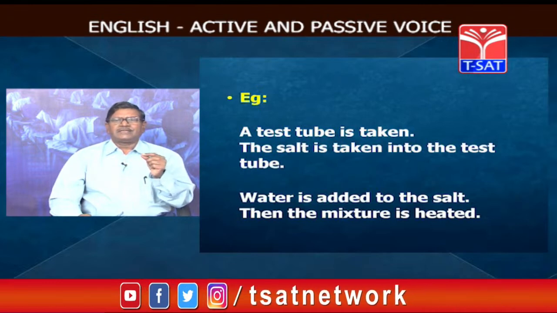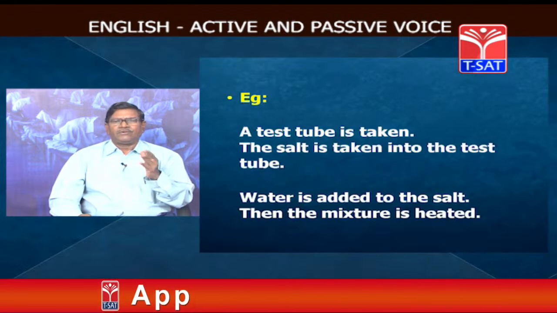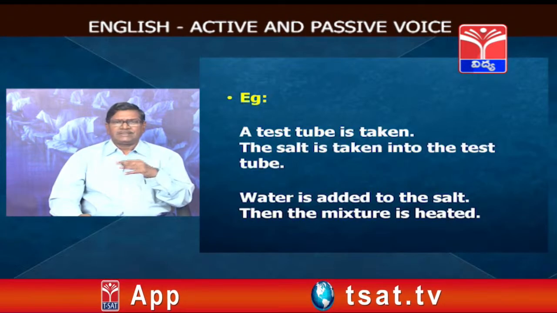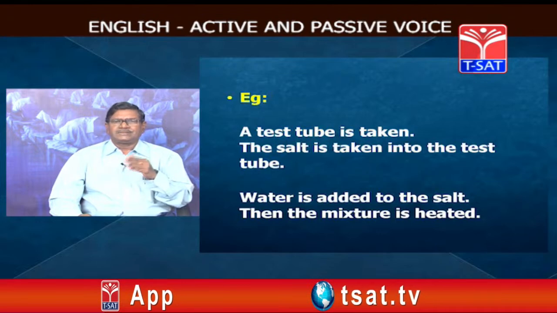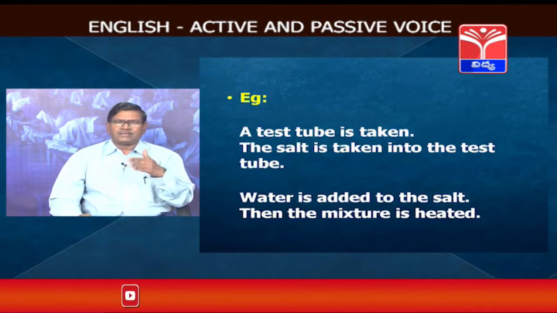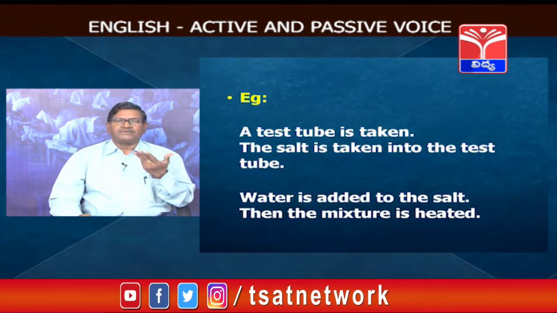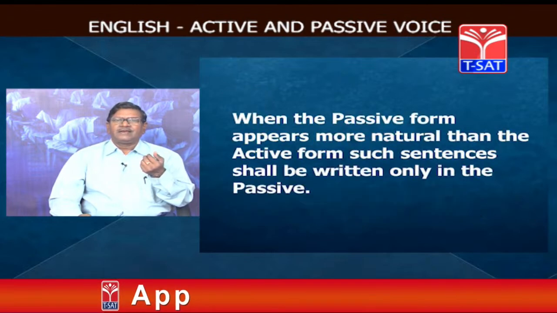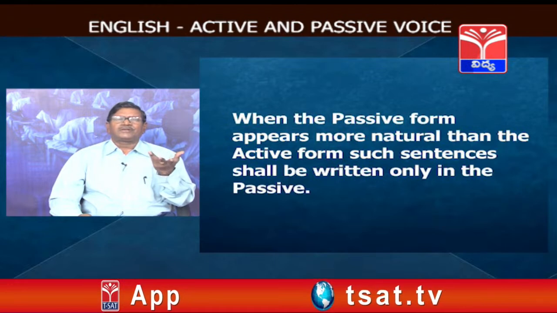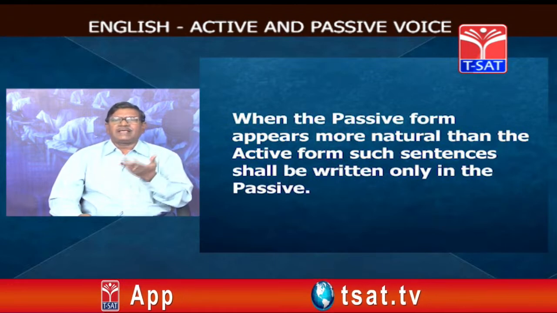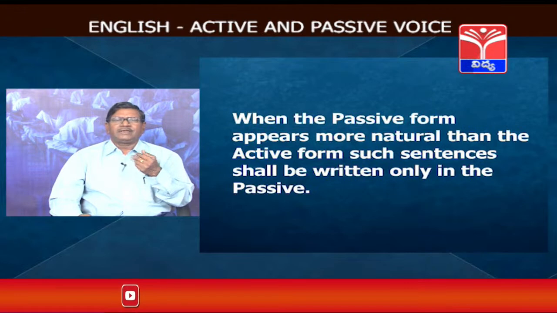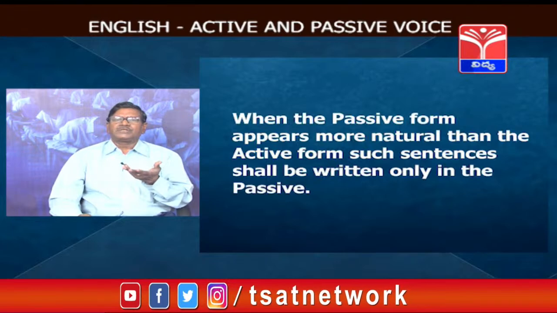The salt is taken into the test tube. Water is added to it. Water is added to the salt. Then the mixture is heated. So, this way, if you go on conducting an experiment, all the sentences are used in passive form. In scientific writing, where the subject, the doer, is not that important, what happened there, that is important. Therefore, we resort to objective writing, giving importance to the object.